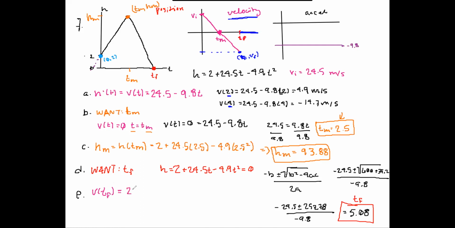We're getting there. This is going to be 24.5 minus 9.8 times 5.08, which I will plug into a calculator. And it will be negative 25.284 meters per second when it hits the ground.